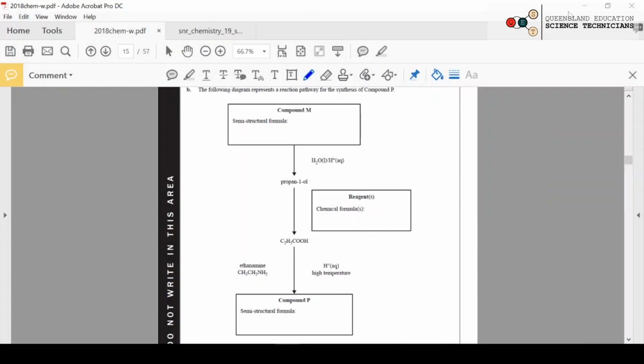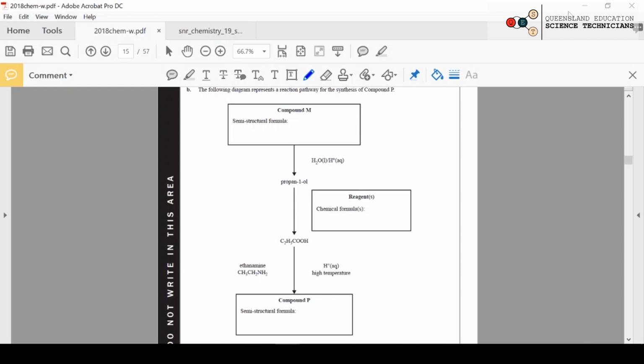So in our syllabus, we need to be able to deduce compounds that are actually involved in a reaction pathway. We need to be able to deduce the intermediaries, the conditions, and the reagents that are involved, and do that for up to 2 steps. So this is an example from the 2018 Victorian chemistry exam.